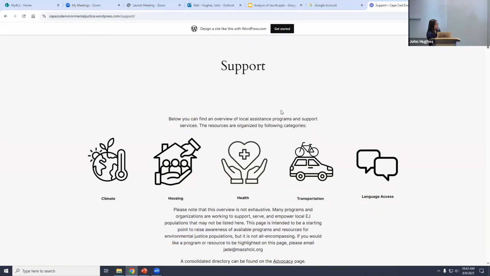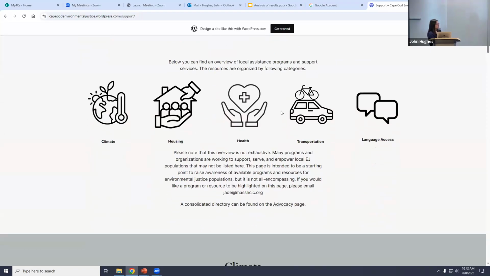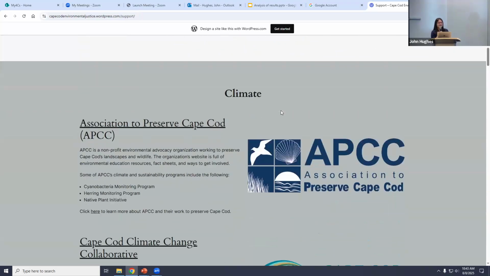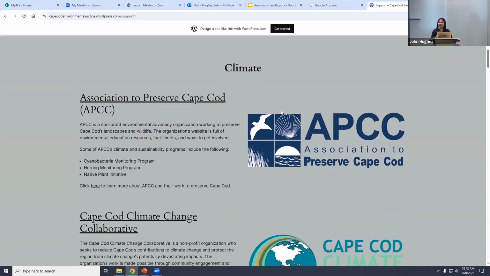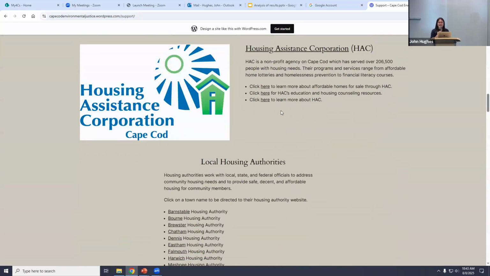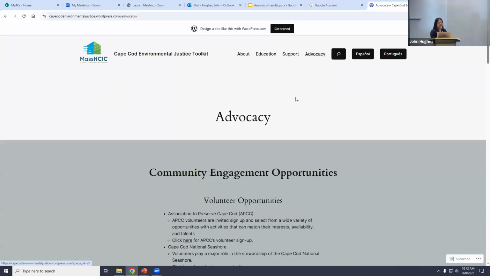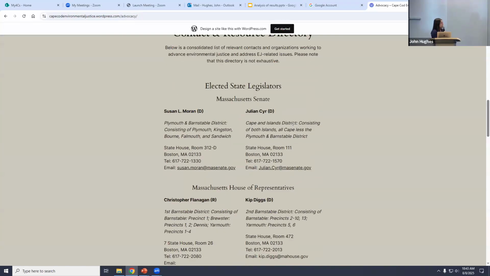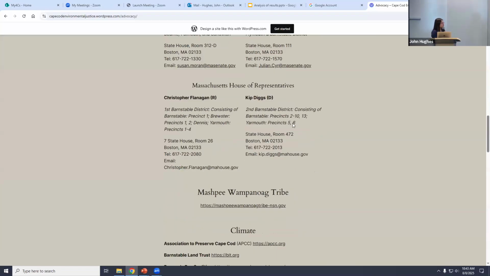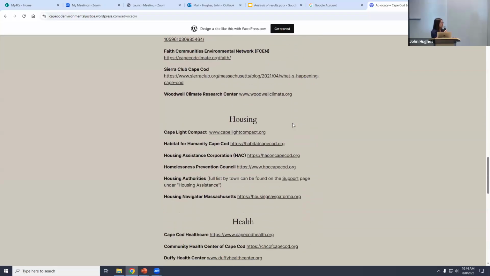is divided by the central themes of the toolkit, and there's just an overview of some local support and assistance programs. Because I cannot cover everything, especially in the time allotted, this is not an exhaustive list or anything, but I think it can serve as a starting point for environmental justice communities to learn about the support that's out there for them. Advocacy is kind of a similar thing, and then there is a directory of different contacts for advocacy, different organizations working in this realm.